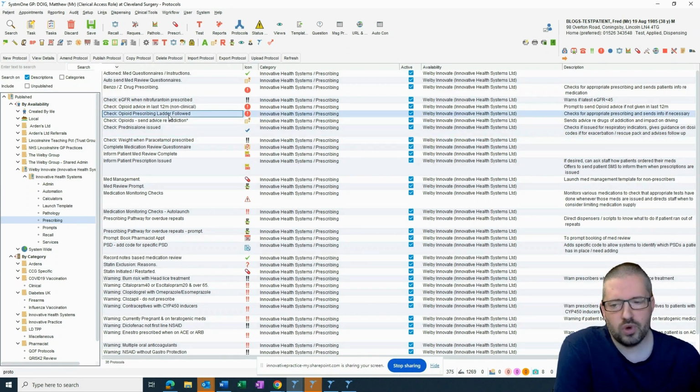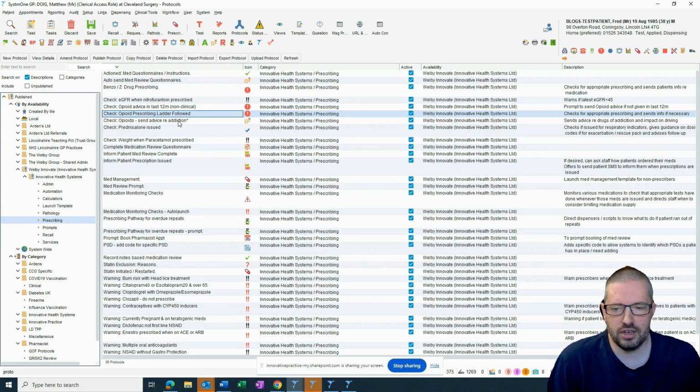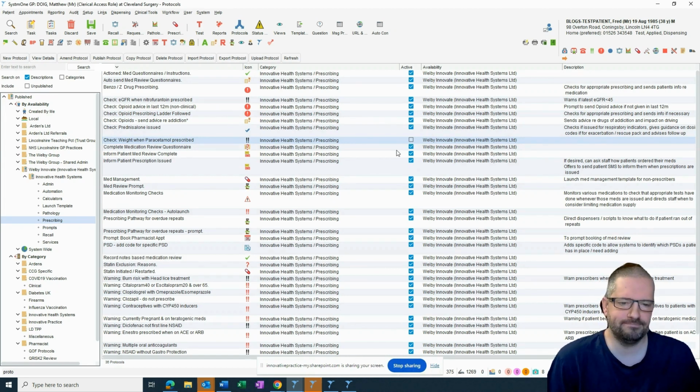This one's checking whether the opioid prescribing ladder is followed if the patient's not palliative. So if you prescribe tramadol and have not had any other pain relief prior to that, it will flag that and ask why you're doing that, and also give you the option to send advice to the patient about the risk of addiction with those medications. But say I didn't want that paracetamol one on, you can just turn it off like that, and that'll be off then for your practice.